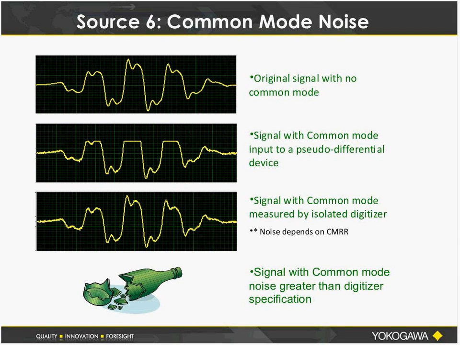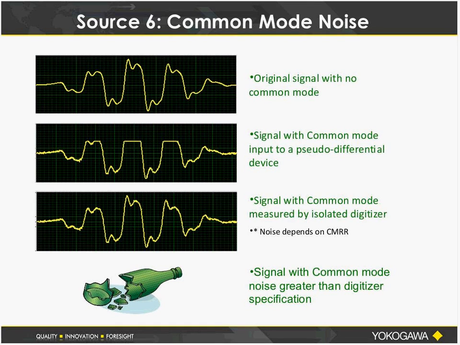It can manifest itself in a number of ways. Sometimes you don't see it at all in your measurement. If we have the original signal with no common mode voltage at the top, it looks as we expect. Maybe we have some common mode voltage on that signal, and we're using an instrument that uses a single-ended or pseudo-differential device. It may cause clipping. If we have a DC common mode, it may clip your signal, and it may look like the signal in the middle.